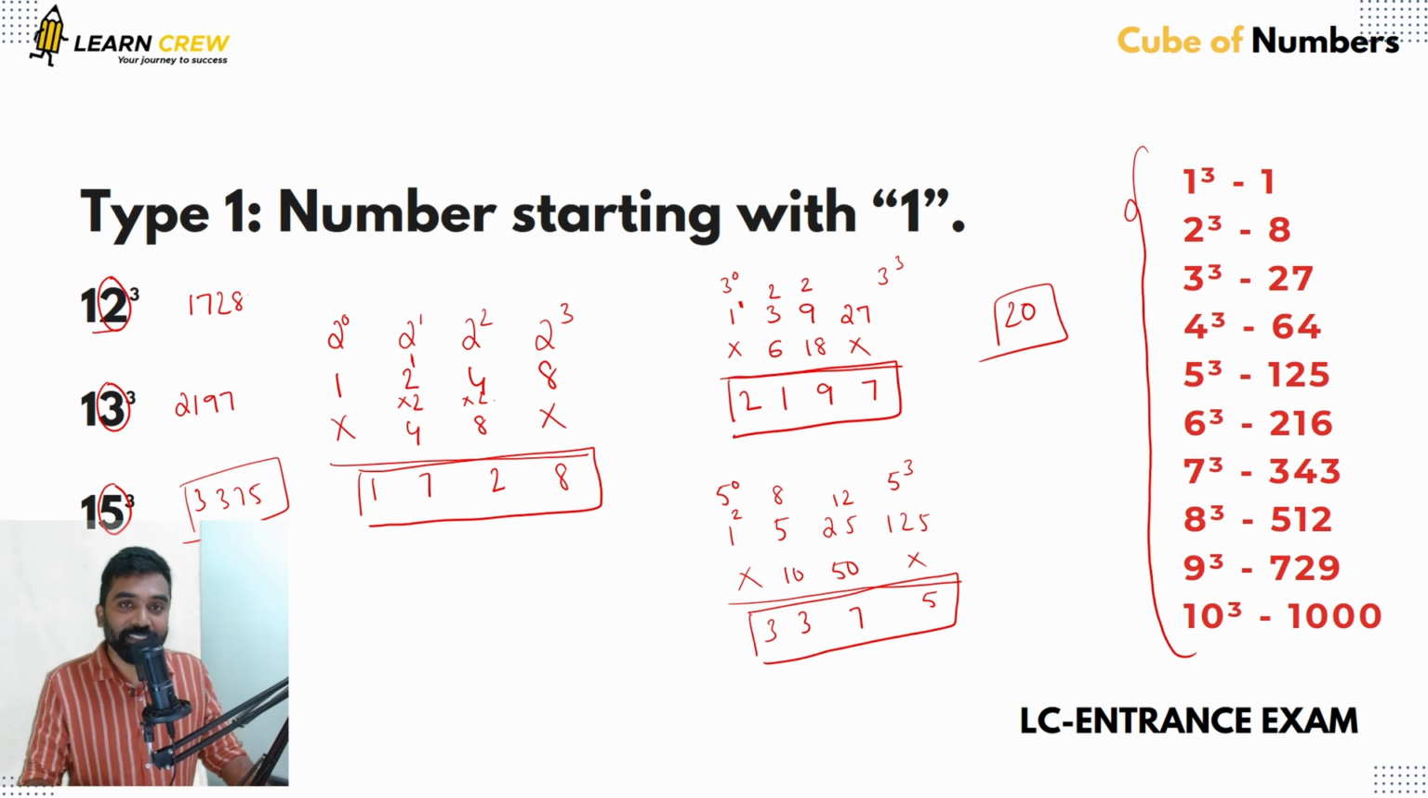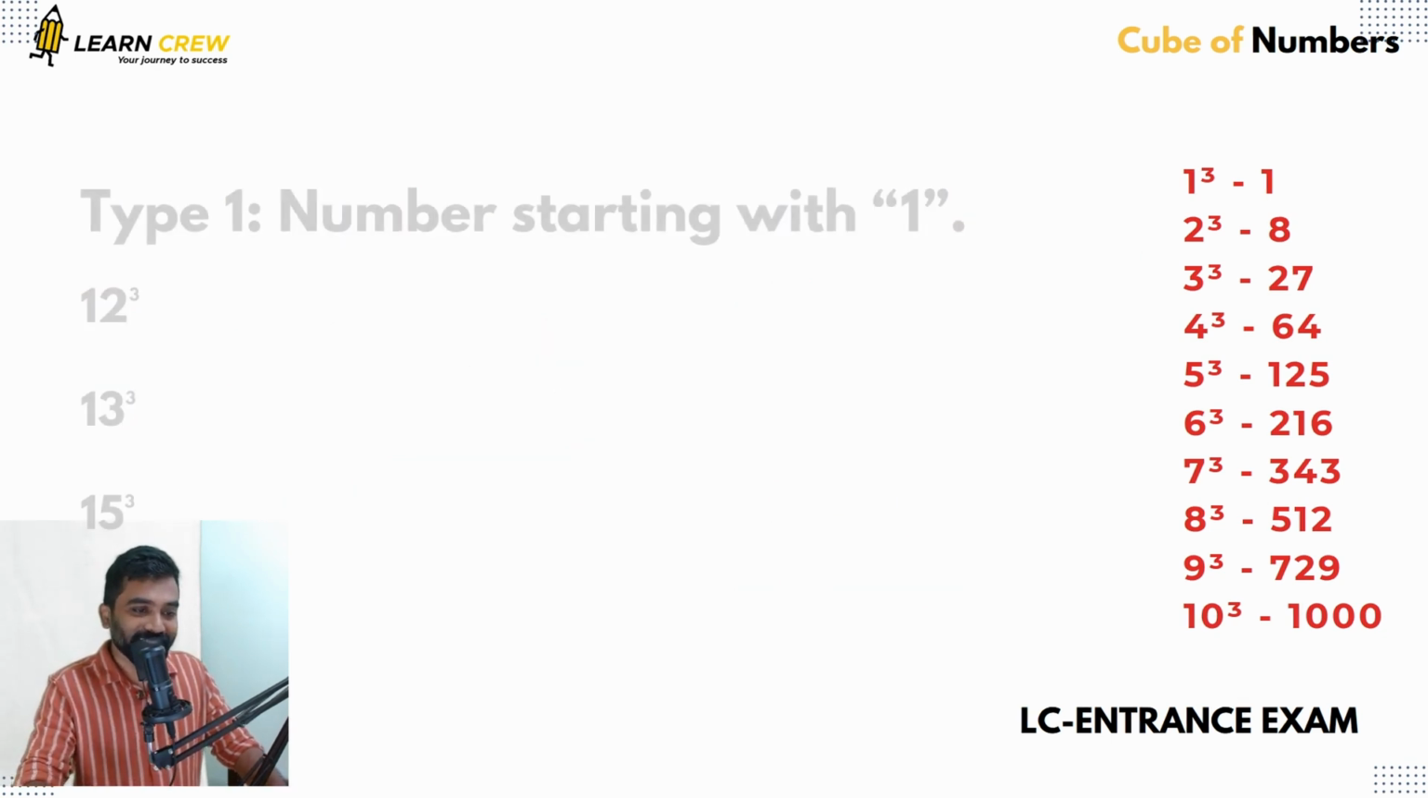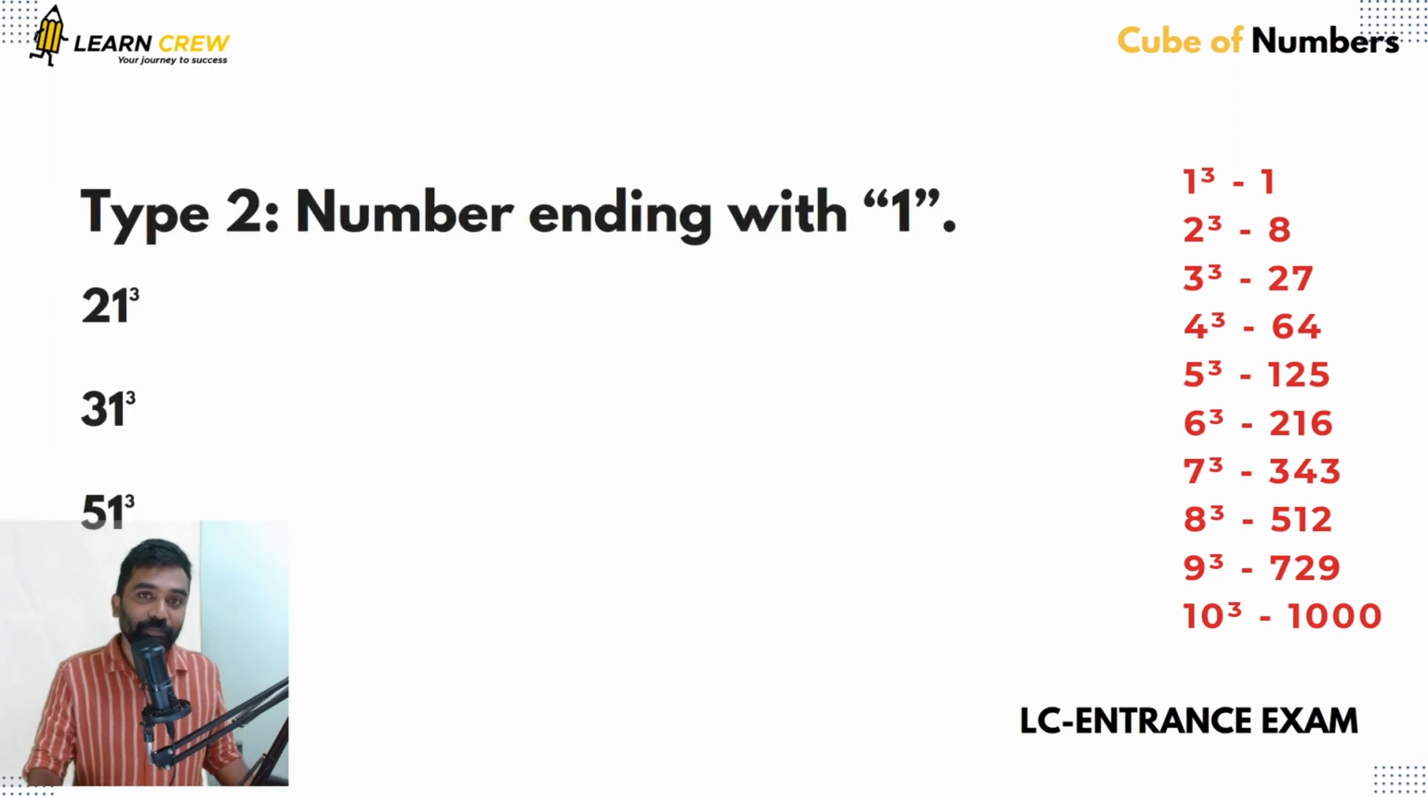So let's get started with type number 2. It went good, right? The type number 1. Let's get started with type number 2. Type number 2 are the problems which are ending with the number 1. The method doesn't change, but only the ordering changes.